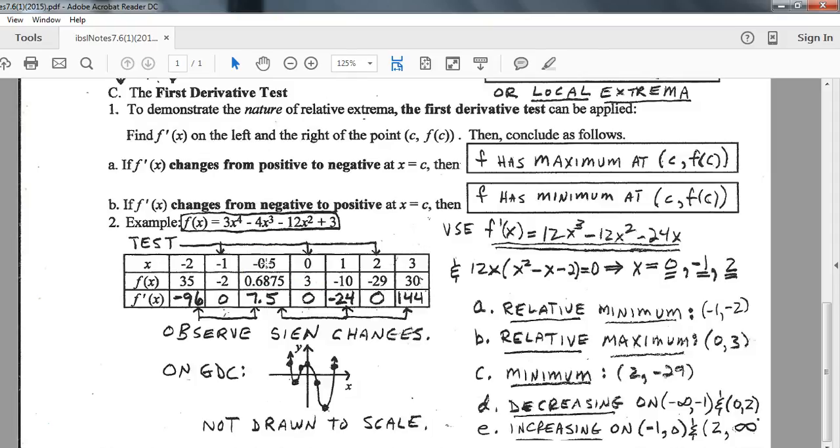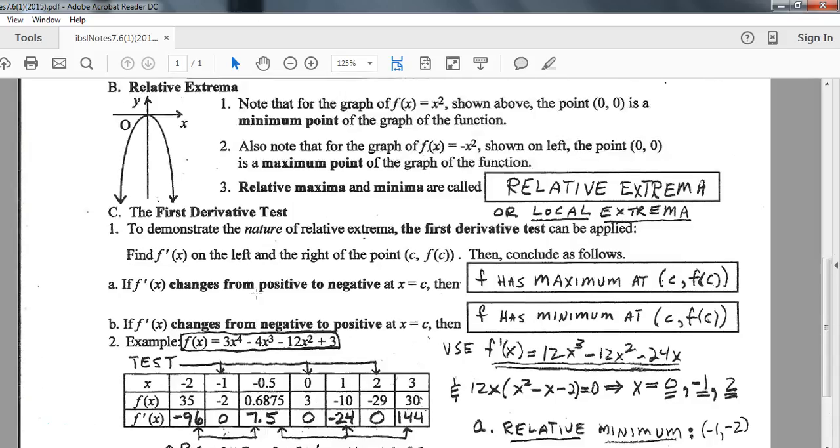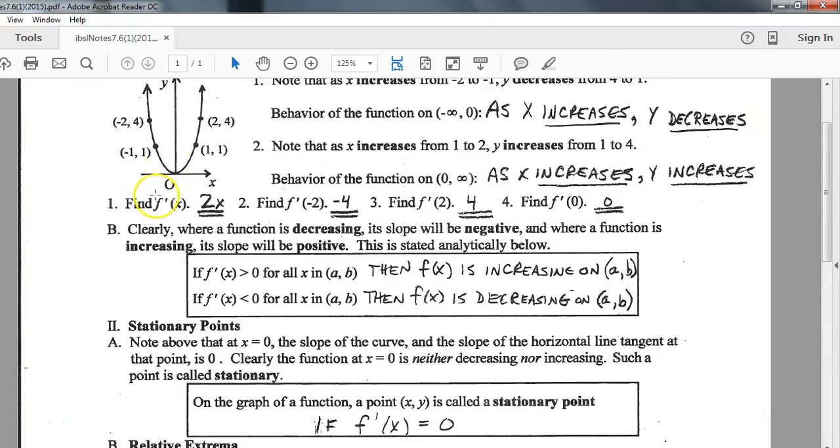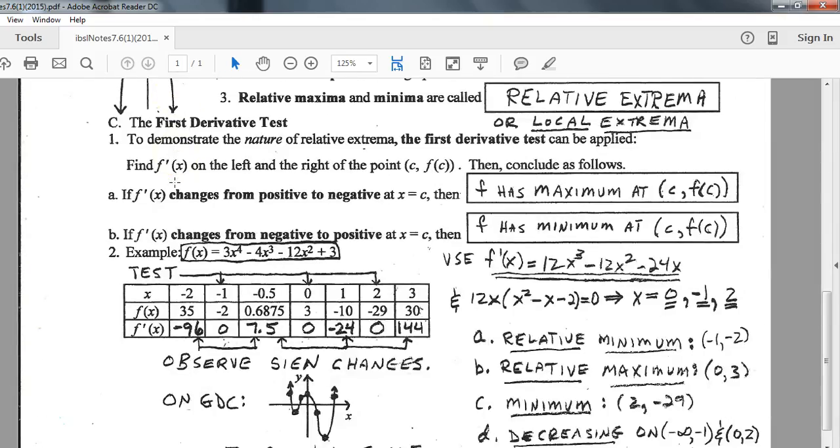If I plug this into the derivative, I get a positive slope. So surrounding this stationary point, my graph is going from decreasing to increasing. So that tells me when I have a graph going from decreasing to increasing, that must be at a minimum point. So that's how I would classify this ordered pair as a minimum point.